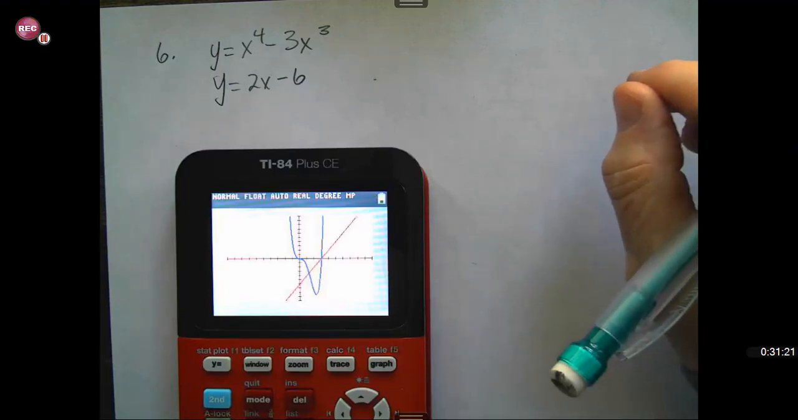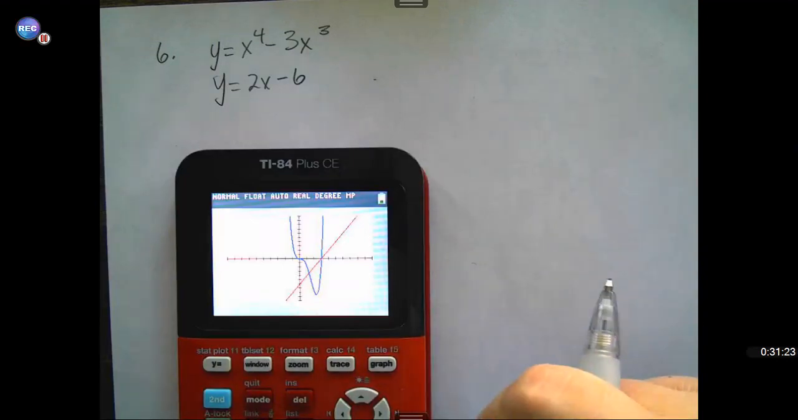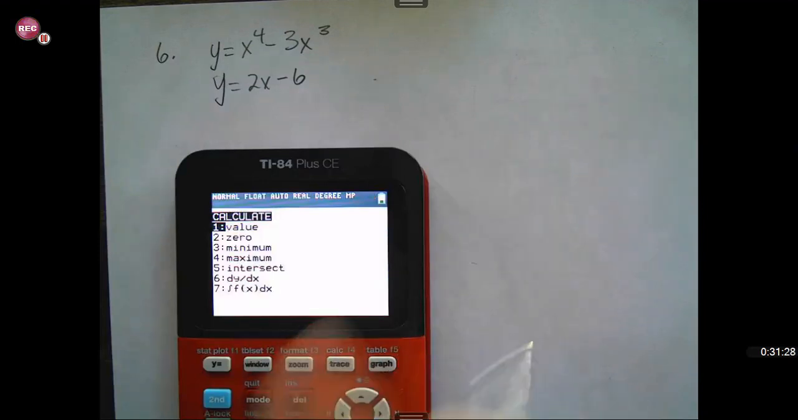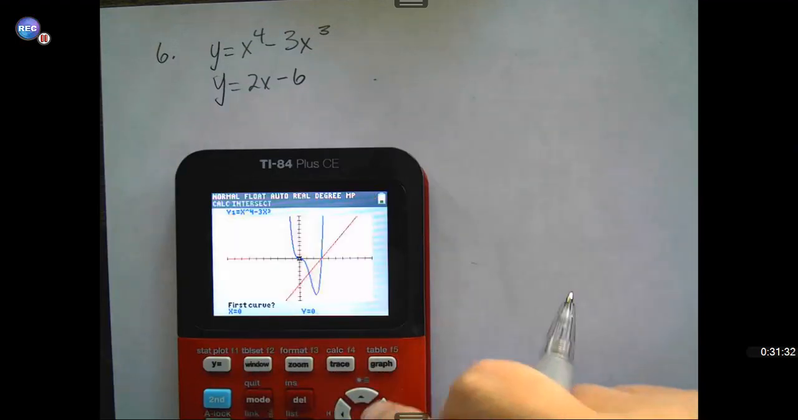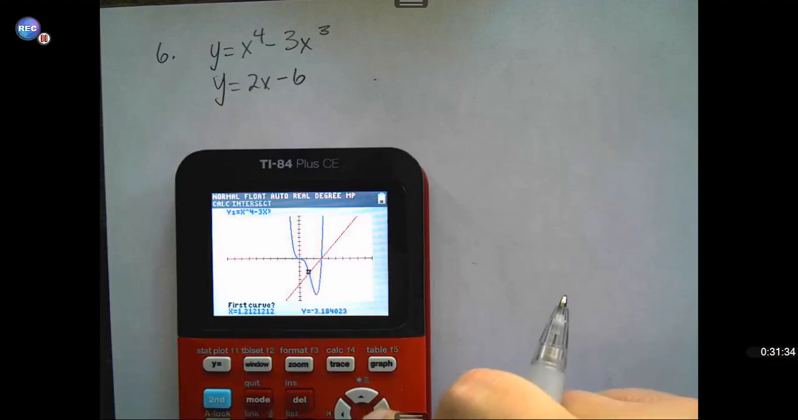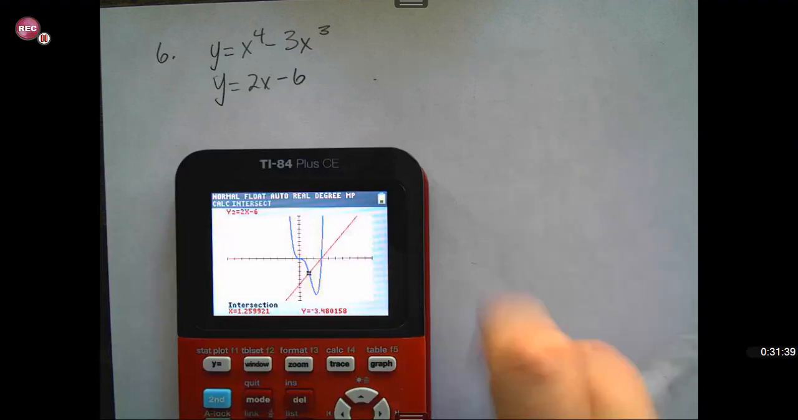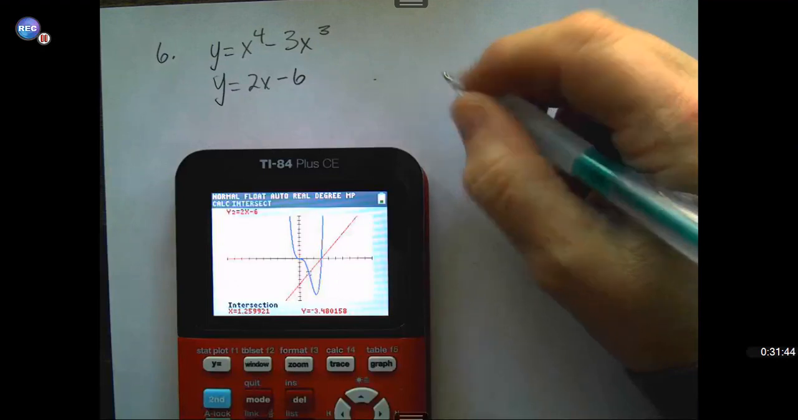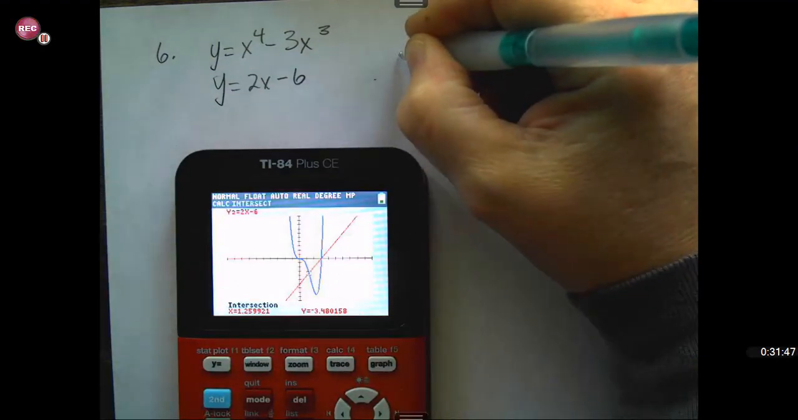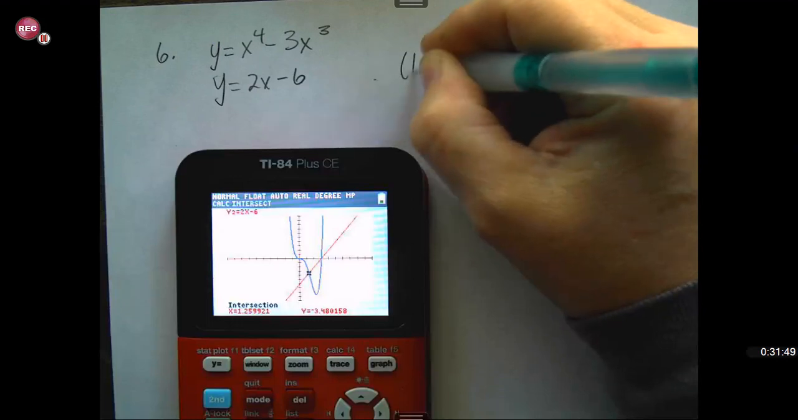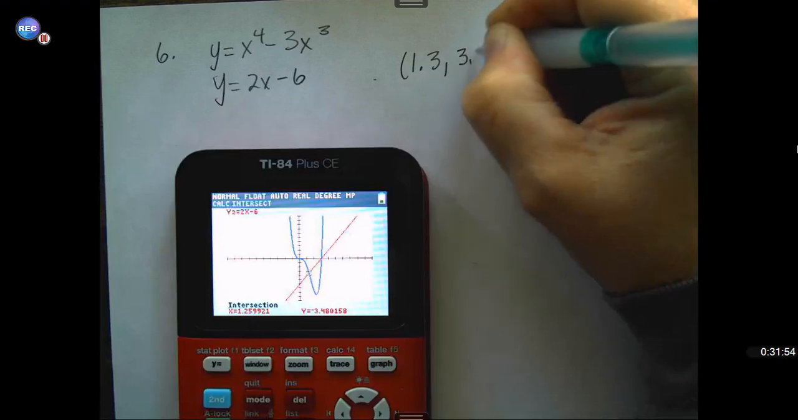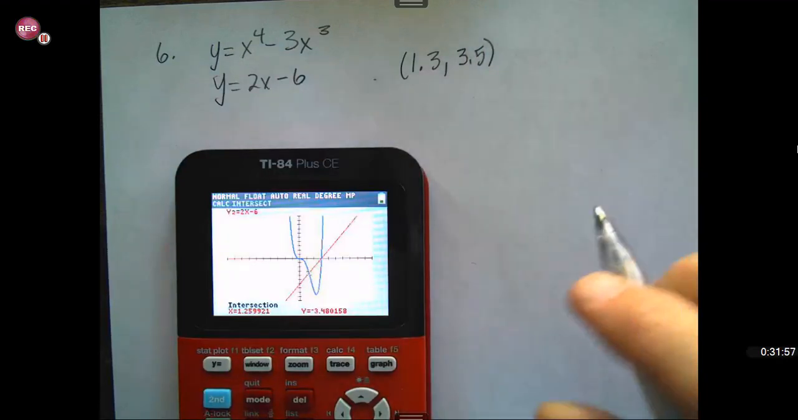Okay. And then to find those points of intersection, we do second trace, which is calculate, intersect, which is 5. And again, I just need to move my cursor down here and actually press enter, press enter, press enter, and I get the point 1.25, so 1.3, comma, 3.48 would be 3.5. So there's one point of intersection.